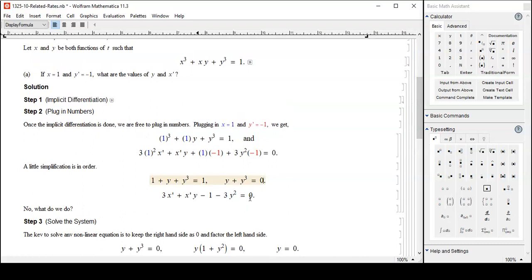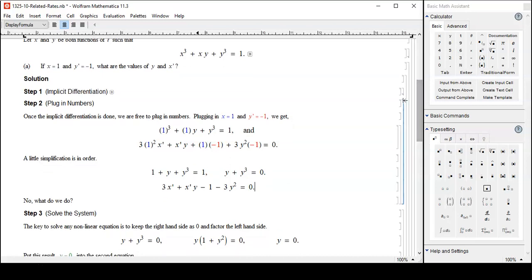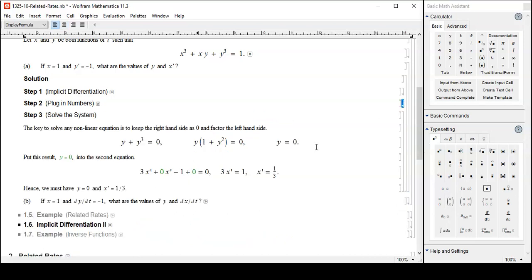Some further simplification, we ended up with still a system of two equations. Equation number 1 and equation number 2. Nonlinear equations, so it's going to be more strategic to keep the right-hand side equal to 0. And then what do we do? Factor. Factor, and you get one of the variables settled. And then substitute. We get the other variable.